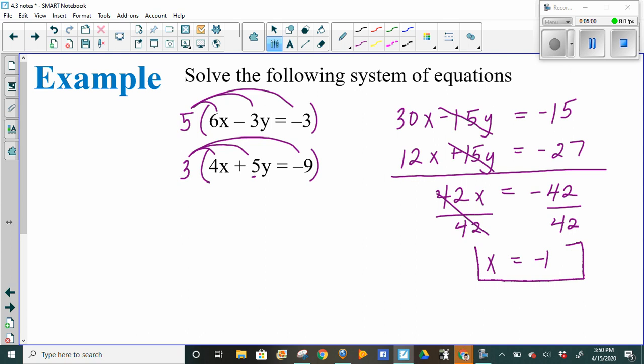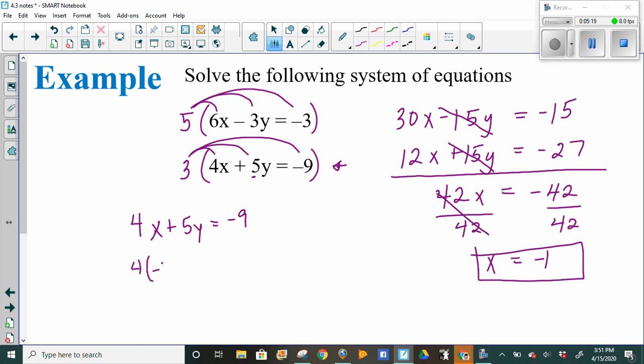So now I know that x is -1. So now you can choose either one of your equations again. I'm going to choose the second one because it really doesn't matter. So 4x plus 5y equals -9. And I'm going to replace x with this -1 that x is equal to.